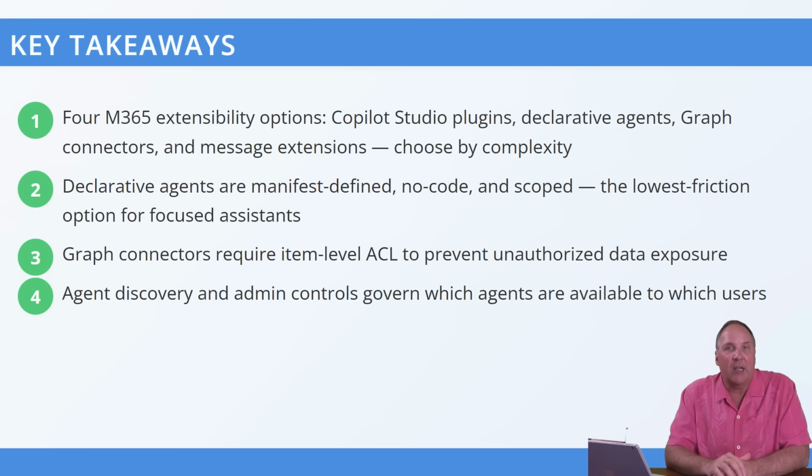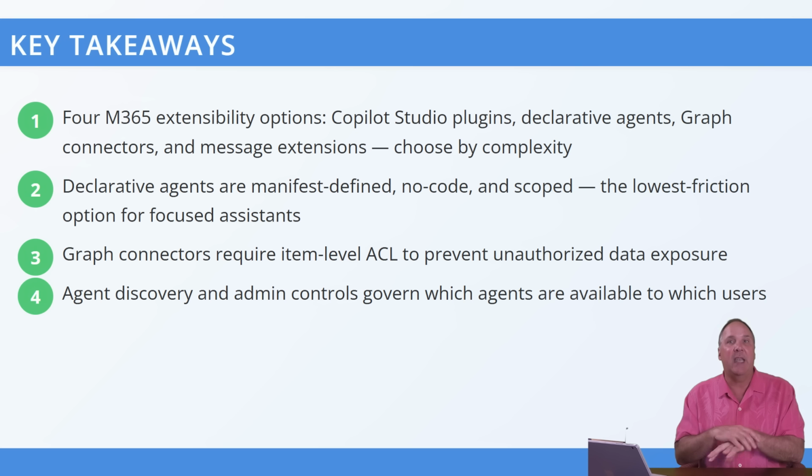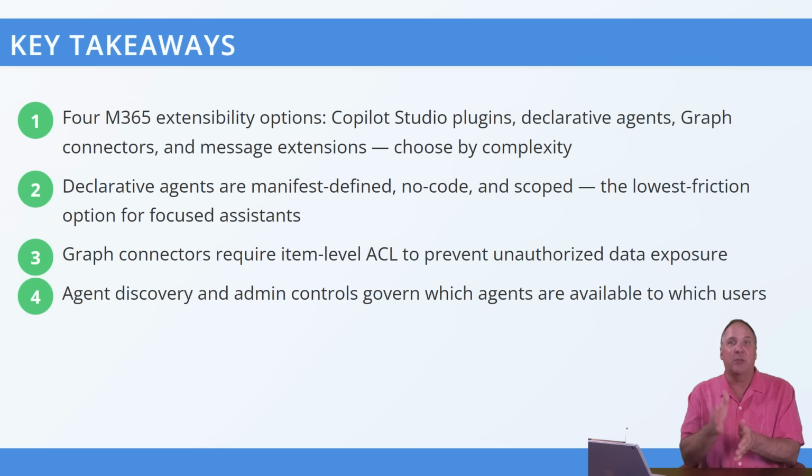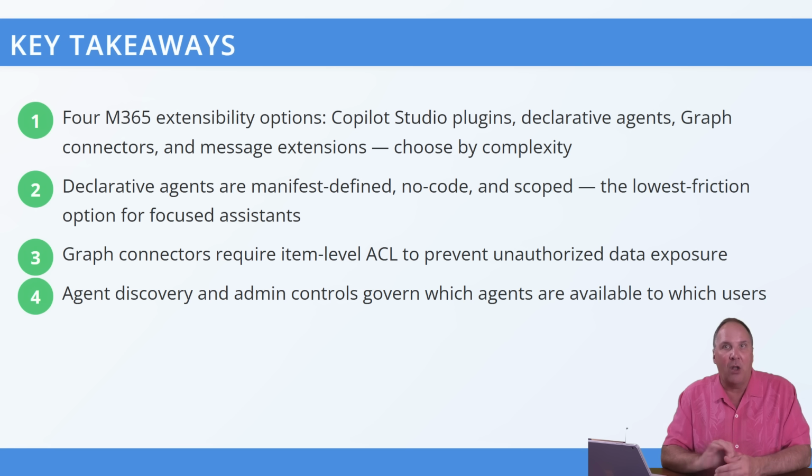Number 2, declarative agents are manifest-defined, no code, and scoped. They're the lowest friction option for focused assistance, and it is a key exam concept. Number 3, graph connectors must implement item-level access control list, ACL. Without it, Copilot could surface confidential data to unauthorized users. And number 4, agent discovery and admin controls govern which agents are available to which users. And all of it depends on data classification with sensitivity labels.